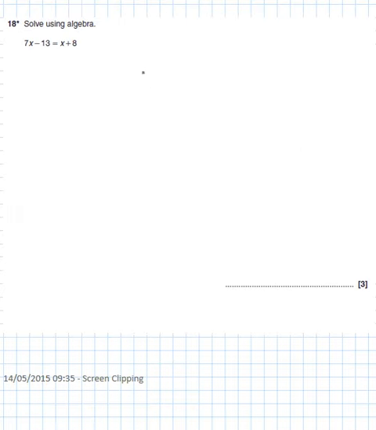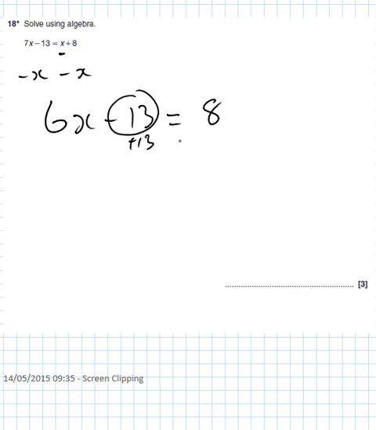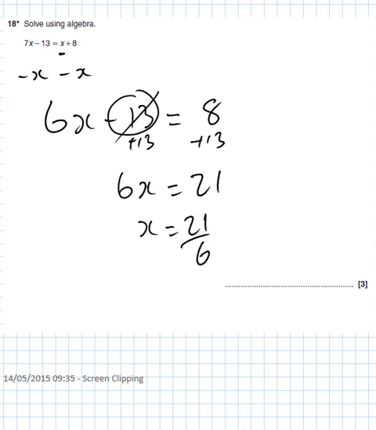Solve this. Well, the first step is you look for the smaller x. So the smaller x there means that we're going to take x from both sides. Taking x from the left-hand side leaves us with 6x minus 13. And then the right-hand side just leaves us with 8. I'm then going to add 13 onto both sides. So this then disappears. So we're just left with 6x is equal to 8 plus 13, which is 21. And then we're dividing by 6 to get our answer. And that answer will be 3.5.